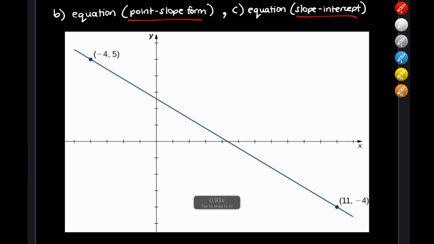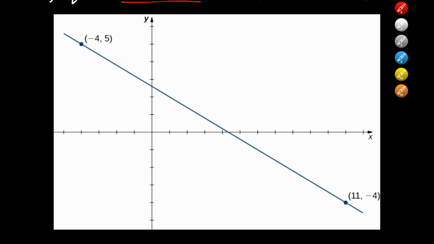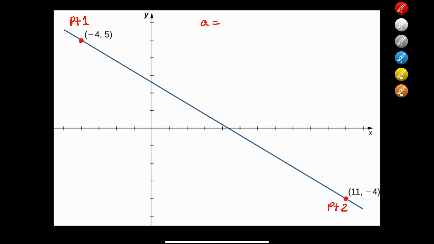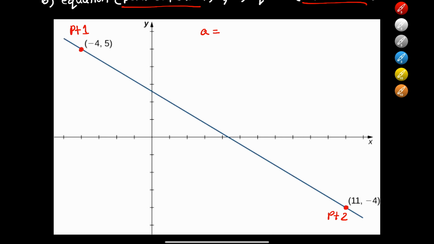Okay, so this is what the function looks like. To find the slope, a, that is equal to y2 minus y1 over x2 minus x1. We'll call this point point 1, and we'll call this point 2. So that means this is y2, this is y1, this is x2, and this is x1.